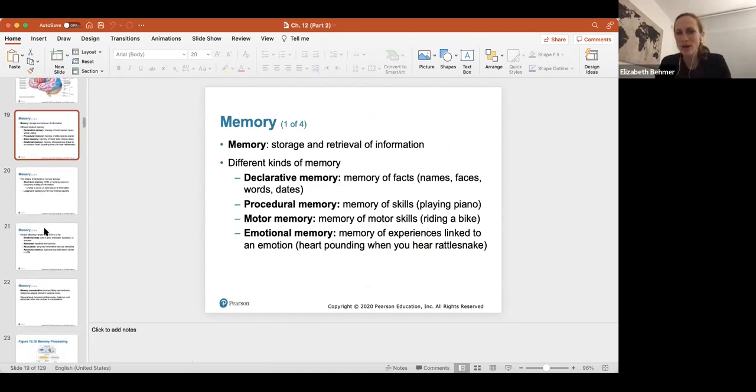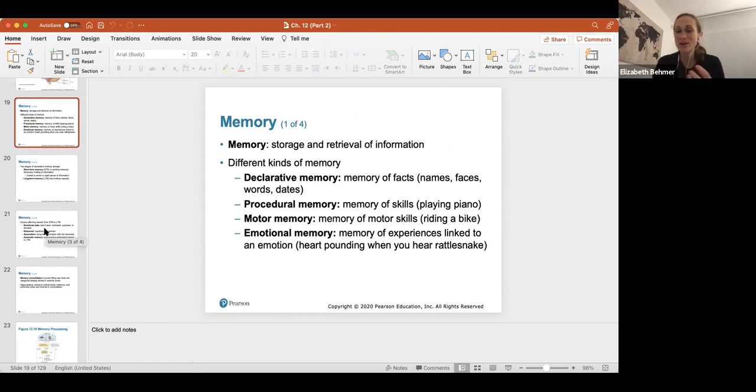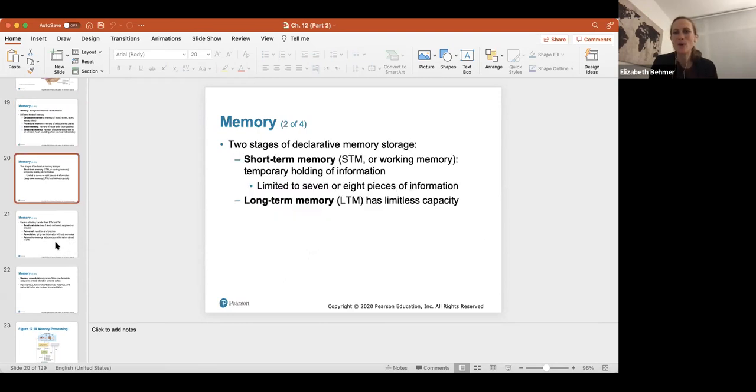I don't cover memory too much, but it is interesting. I talk about it a little bit because it's interesting to discuss the different types of memory that our brains have. Memory itself is the storage of information and then the ability to retrieve that information. We have declarative memory, the memory of facts, and procedural memory, the memory of skills like playing the piano or another instrument. Motor memory is the memory of motor skills like riding a bike, which is often easy to pull out and do again. And then emotional memory is the memory of an experience linked to an emotion, like the heart pounding when you hear a rattlesnake, or maybe when you're on top of a tall building. So that's what memory is.